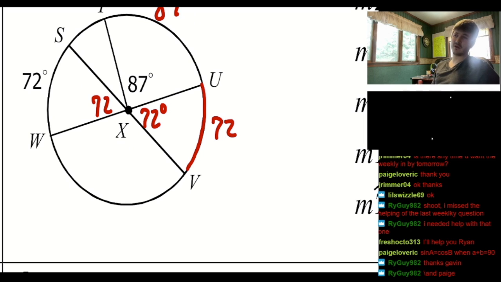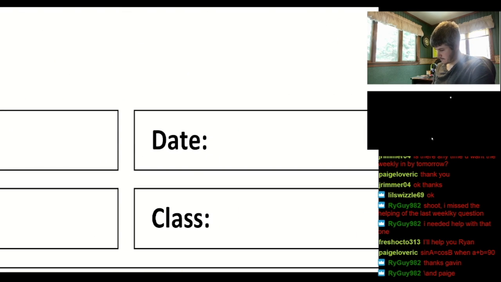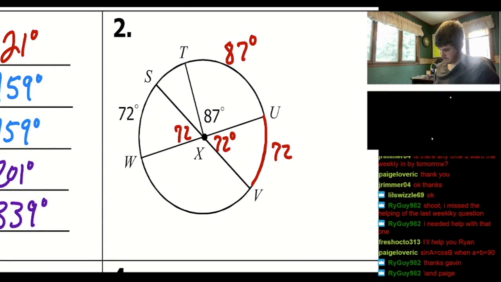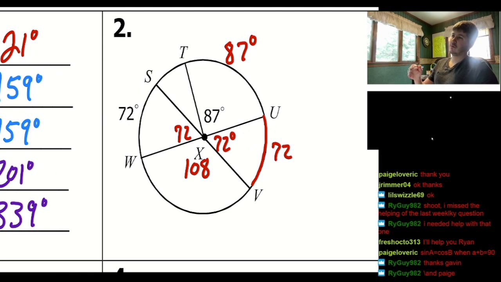And then, in order to figure out the rest, we have linear pairs. So this is a linear pair right here, so they must add up to 180 degrees. So 180 minus 72, what is that? 108? I keep doing that. 108. And then we have every angle in the circle except that small one right there.